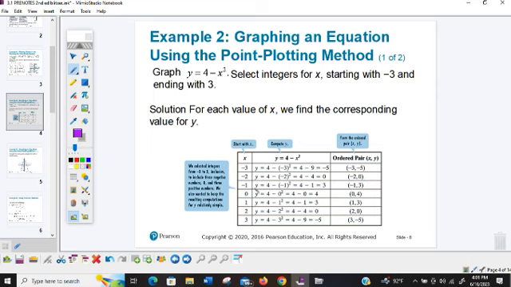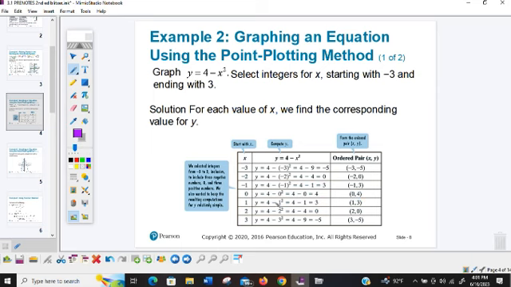Then we're going to try -1. I'm going to put -1 right here for x squared. So I have 4 minus -1 squared. Well, -1 times -1 is +1. That gives me 4 minus 1, which is 3. So when x is -1, y is 3. Next, we try 0. 4 minus 0 squared is 4. So when x is 0, y is 4.